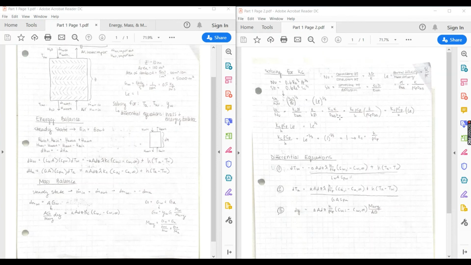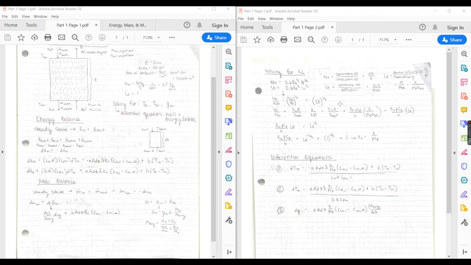This term right here, we can then rewrite in terms of the Lewis number. We know that the Lewis number is the Schmidt number divided by the Prandtl number, which we can then rewrite in terms of the thermal diffusivity over the molar diffusivity. And this thermal diffusivity can be further broken down as being the thermal conductivity divided by the density times the specific heat capacity for a substance. So we can rewrite the Lewis number as being the thermal conductivity divided by the density times the specific heat capacity times the molar diffusivity.